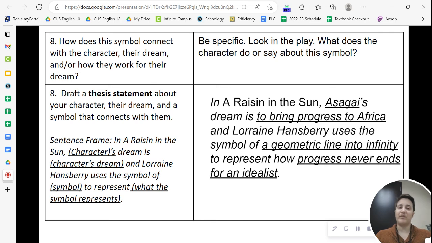So start brainstorming. Think about which character is most interesting to you. Think about what you can say about them. Use everything that you've learned over the past 5 or 6 weeks as we've looked at A Raisin in the Sun. I'm looking forward to seeing what you come up with.